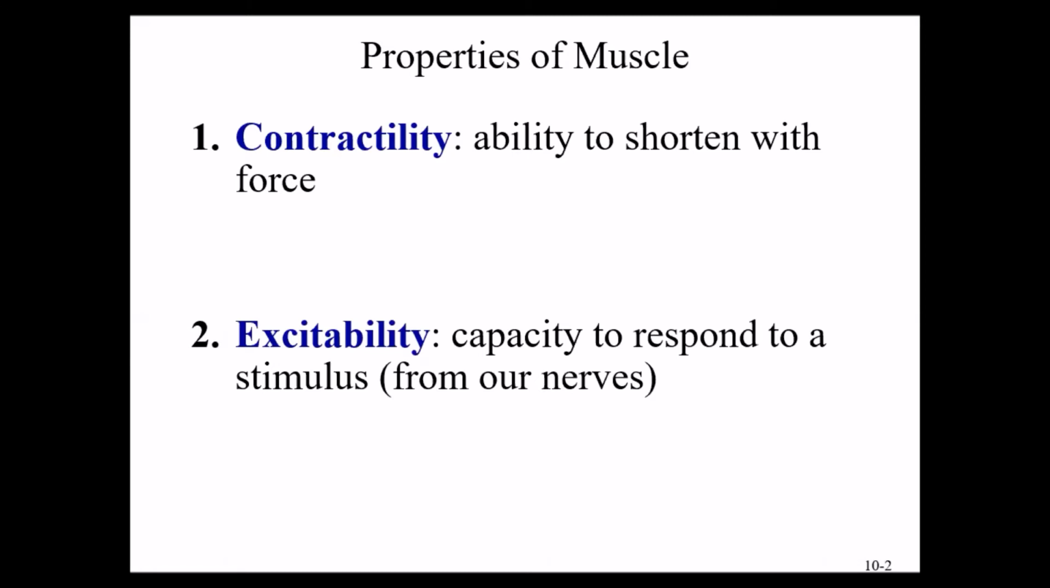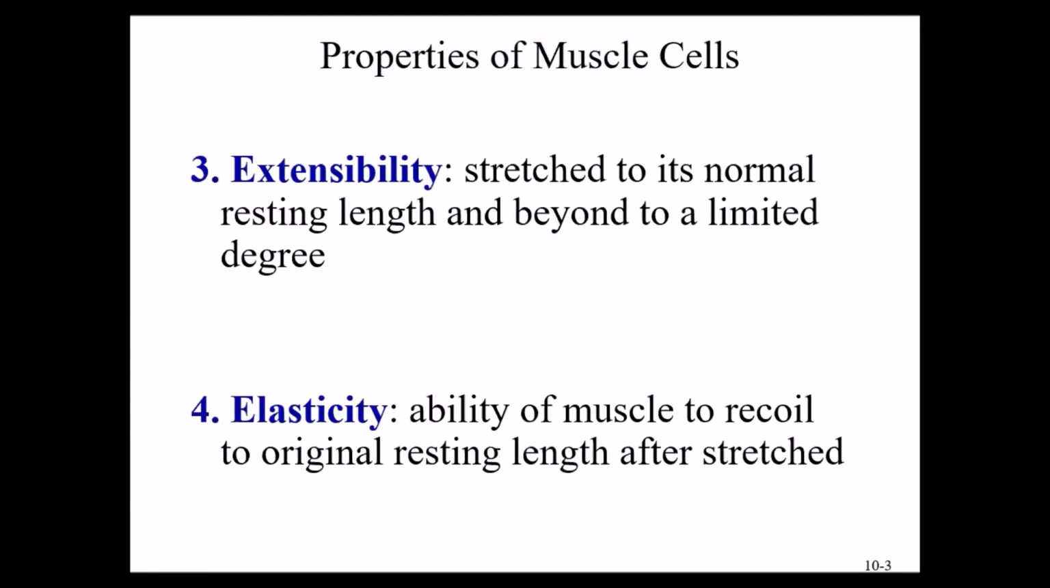One is contractility. That just means it has the ability to shorten with a measurable amount of force. And then number 2 is excitability. That means that muscle cells have the ability to respond to some kind of stimulus, and usually that stimulus is coming from a neuron, from the nerve. Muscle cells are also extensible, extensibility. That just means that they stretch. They can stretch to their normal length and then actually stretch a little beyond that as well. And they're also elastic. Not only do they stretch, they have the ability to recoil, and that just means that they return back to their resting length after they are stretched. So all 4 of these are properties of muscle cells.